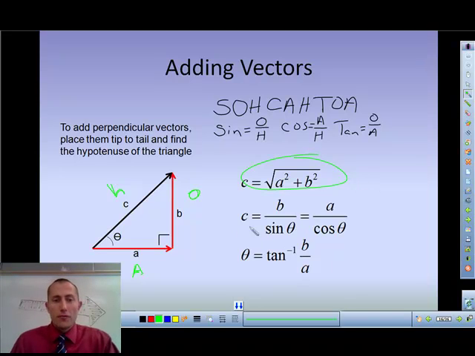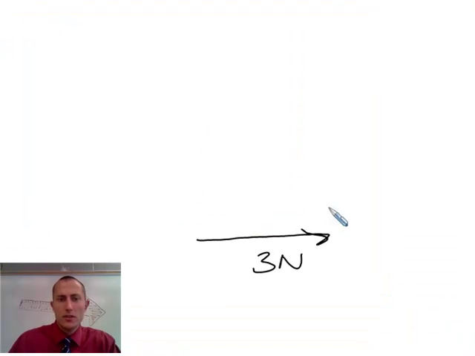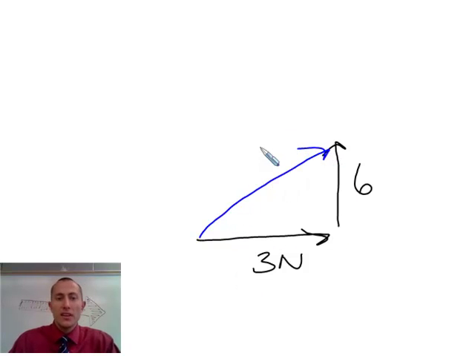And so let's just kind of give an example of this. Let's say we have a force acting right of 3 newtons and a force acting up of 6 newtons, and we want to find the net force. And so the net force acting on this object is going to be the hypotenuse of the triangle. And so that's going to be, we'll say Fn.